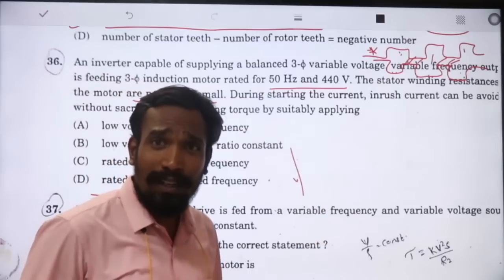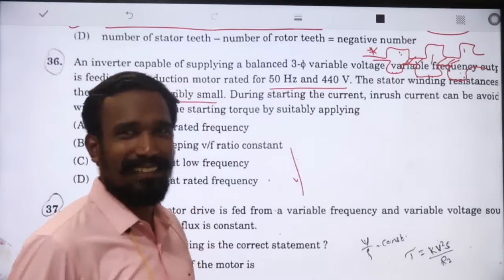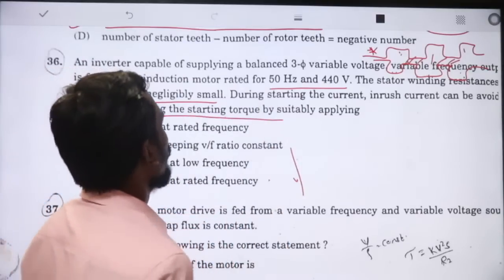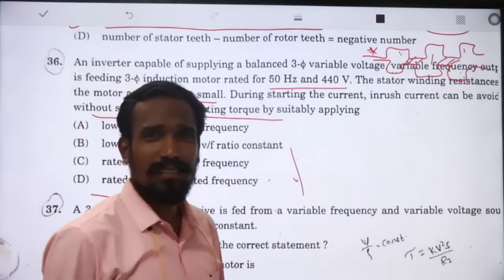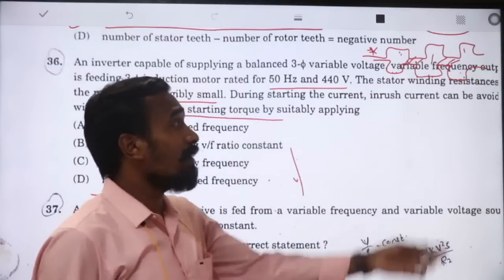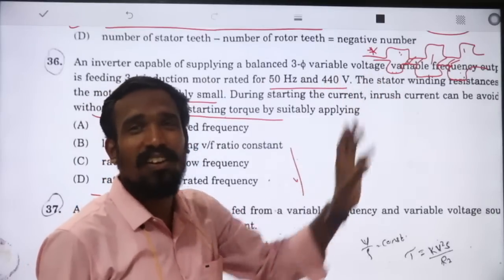What we have to avoid? We have to avoid the inrush current or starting current, without sacrificing the starting torque. The starting torque should not be reduced, but we have to avoid the high starting currents, which are called inrush currents.